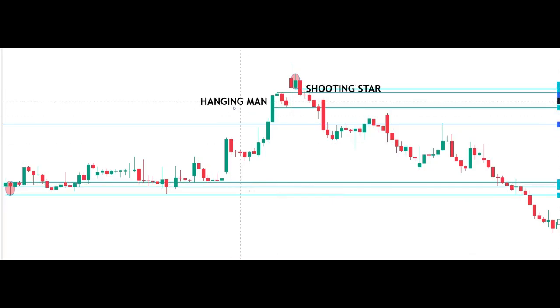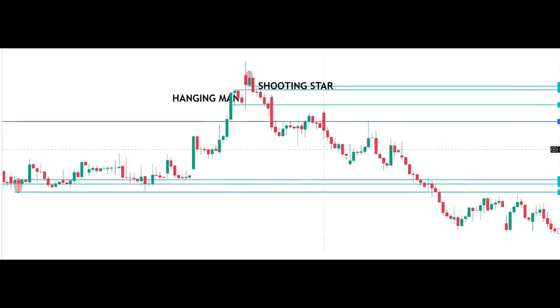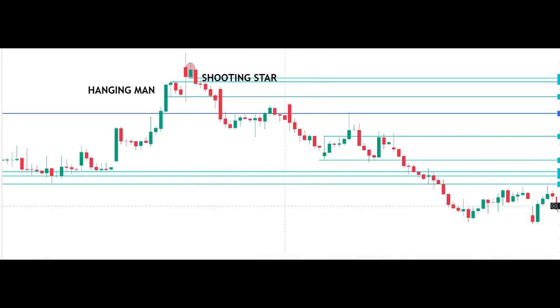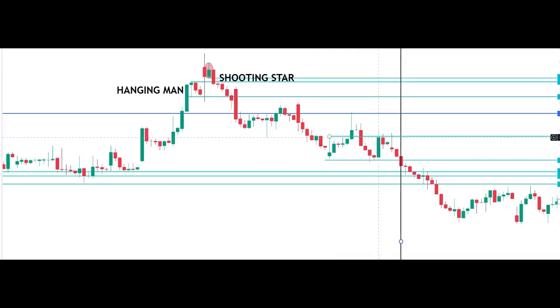I hope you are clear. It is the same way here, where there is an inverted hammer. For an inverted hammer, you should mark highs and lows. If the low is gone, then we can call this a shooting star. Till the low is preserved, for example if price is here and the low is still intact, we will call it an inverted hammer. Till the low is gone, we will call it a shooting star.